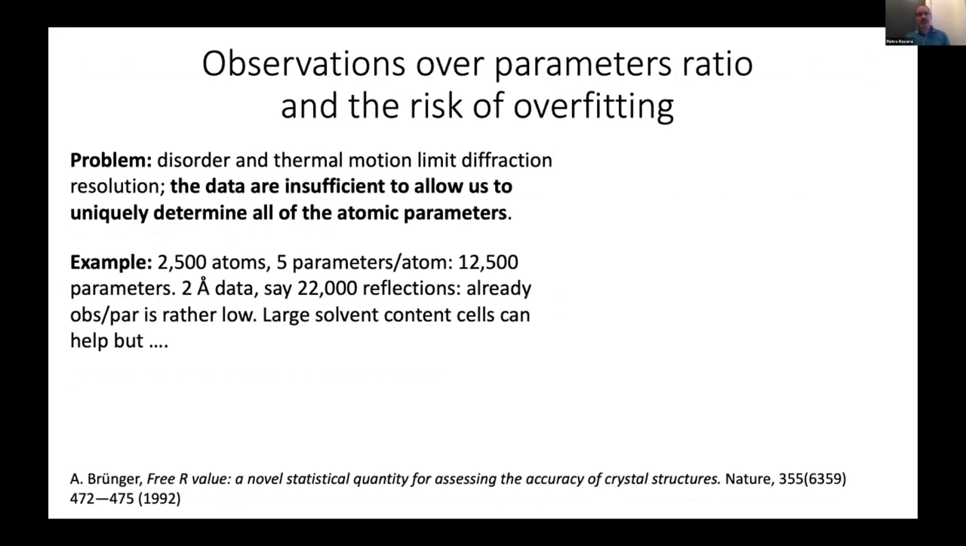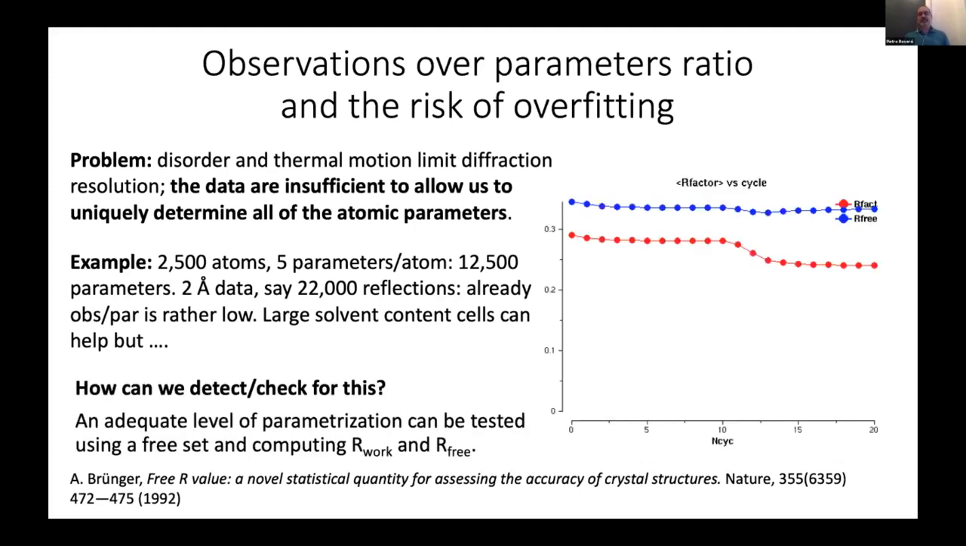We have, as in all fitting in science, the problem that we may not have enough data to determine the parameters. And here I have a standard example which shows that with such a protein and 5 parameters per atom, we are already in trouble. Axel Brunger was the first one who tried to address the problem of how to decide whether we are over-parameterizing our refinement, and introduced R work and R free. You can read about it in this paper. I tend not to allow my R work and R free to go further apart than 5%, but this is arbitrary and not cast in stone.